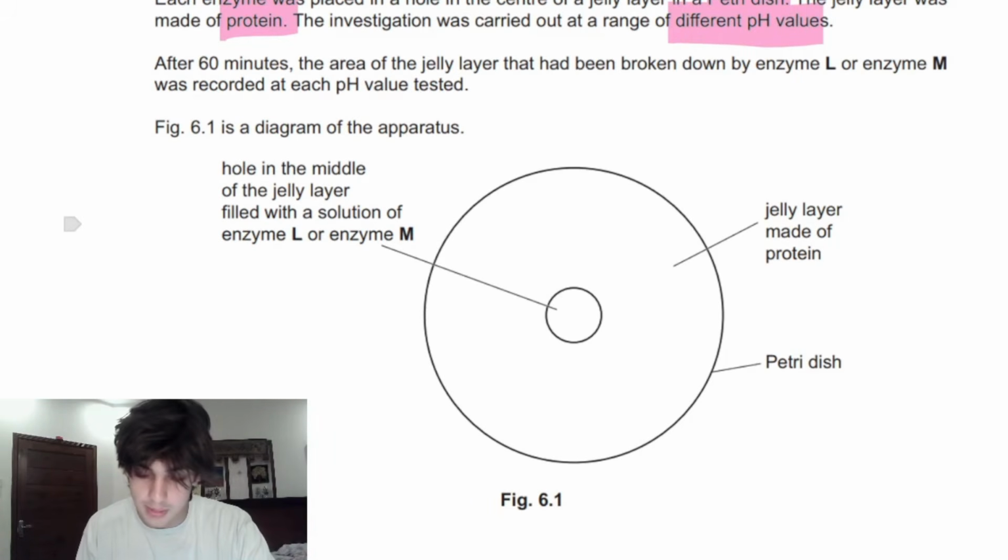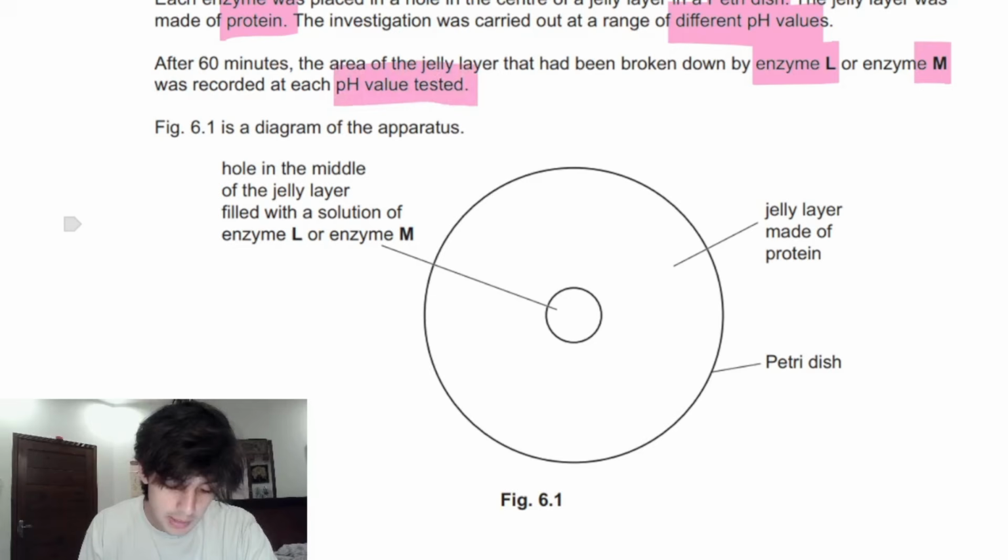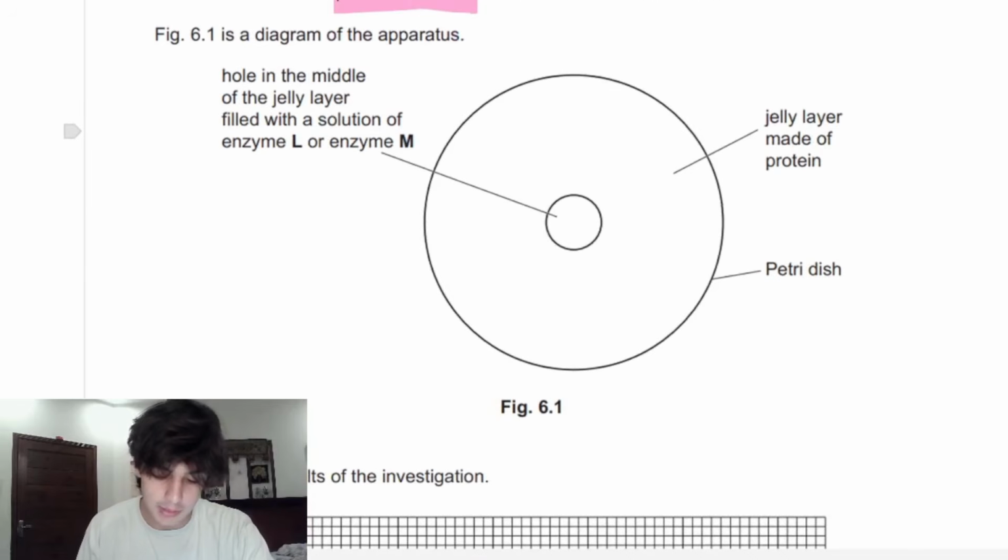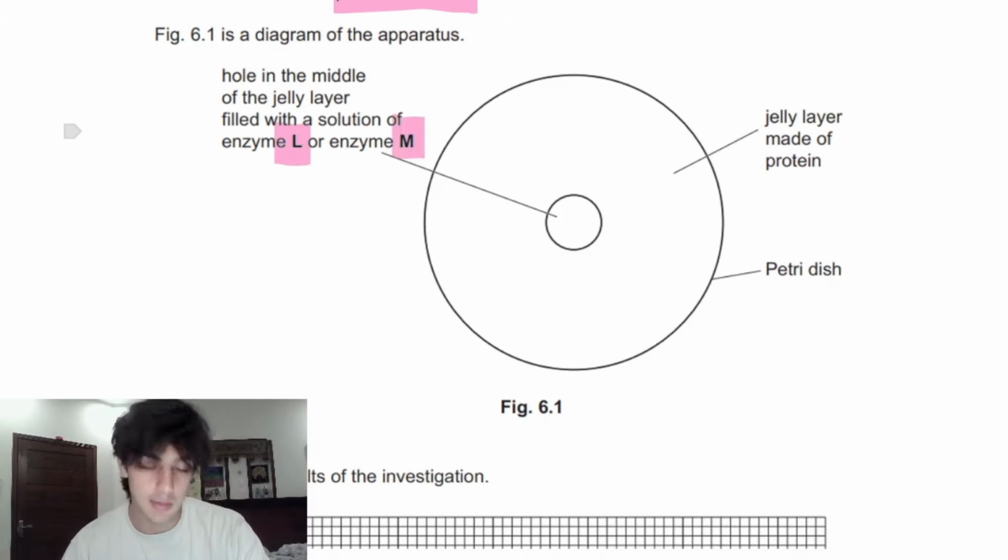After 60 minutes, the area of the jelly layer that had been broken down by enzyme L or M was recorded at each pH value tested. So this is like a demonstration over here. Here we have the protein jelly layer. The hole in the middle is going to be a solution of either L or M enzyme. Okay, and here we have the investigation results.